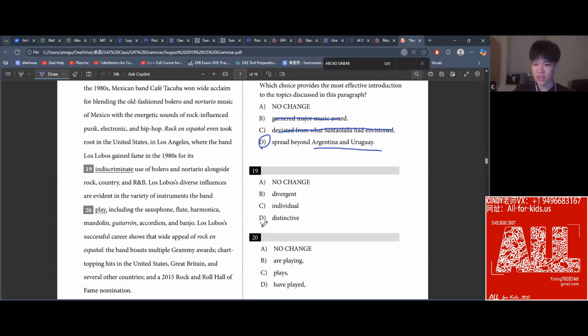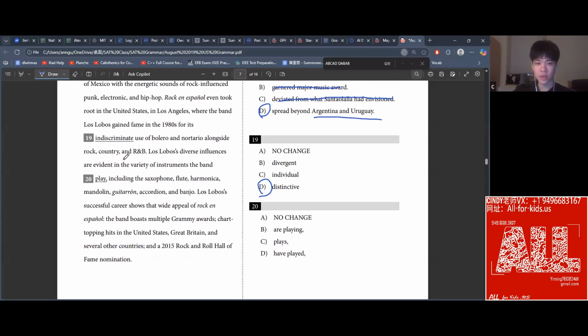Next, the best word is just distinctive. This is just the word that fits the idea here the most. Indiscriminate just means everyone can use it, so that shouldn't be the word. It's the opposite of what we want. Divergent just means you use it differently. Doesn't mean it's better. Individual just means you use it once. And then distinctive means it's like noteworthy, right? It picks up your attention.